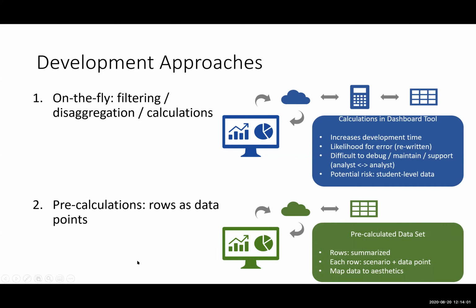Now, with the second approach, we have a very summarized data set, and essentially everything's pre-calculated. Every row that you see in that data set is a scenario or a data point that you're going to visualize, so that when you have that data set ready and you go on to develop the dashboard or visualization, it becomes very easy. You point a menu to a particular variable, and then you just plot out what it is that you want to visualize. We'll get into this in a little more detail.